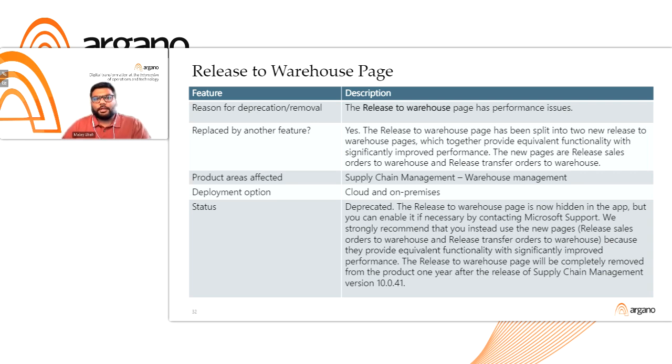So this feature is deprecated and is now hidden in the app, but you can enable it if it's necessary by contacting Microsoft support. We strongly recommend that you instead use the new release to warehouse order or transfer order feature because they provide the same functionality with improved performance. The release to warehouse page will be completely removed from the product 1 year after version 41.